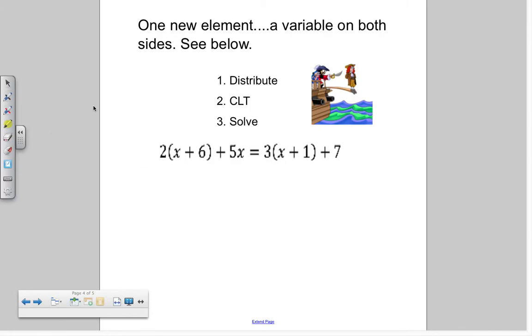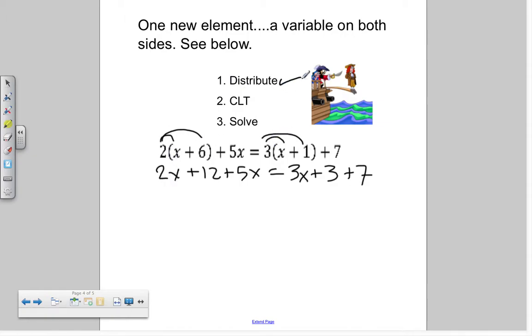And there is distributing on both sides of the equation. So first I'm going to distribute this 2, and I'm going to distribute this 3, and everything else I'll recopy. So 2x plus 12 plus 5x equals 3x plus 3 plus 7. Now double check that you're always making sure you distribute to both things in the parentheses.